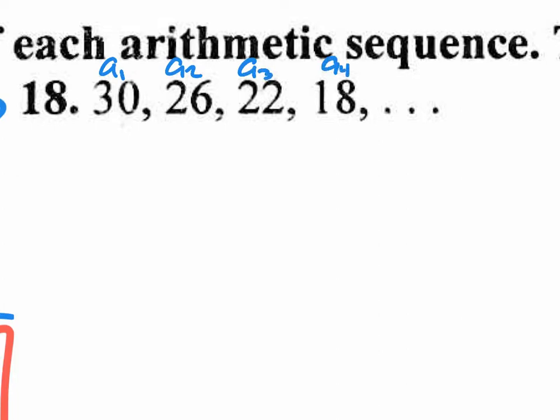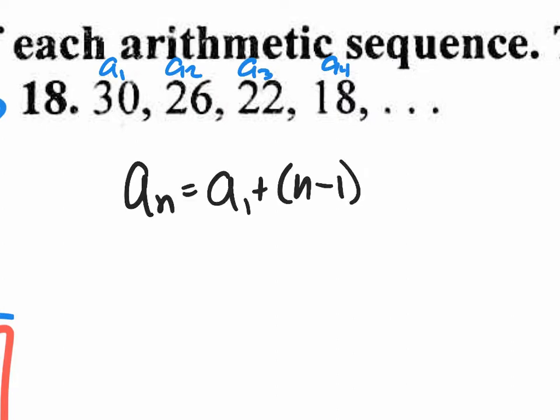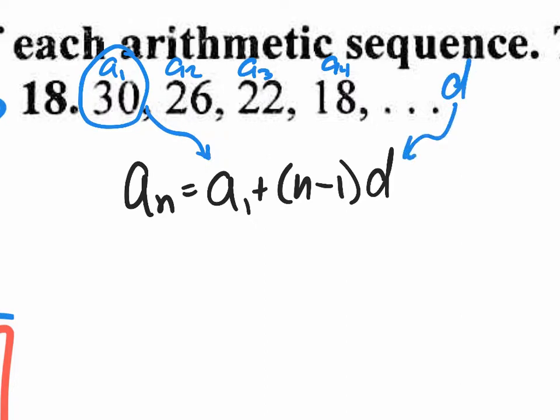In order to apply the general rule, a sub n equals a sub 1 plus parenthesis n minus 1 times a common difference d, you need to know your a sub 1 term and plug it in right there. And you also need to know your d, so you can plug it in right here. But what is d? We don't know d yet. So how do we find the common difference d? Pick a number and subtract the one before it, right?